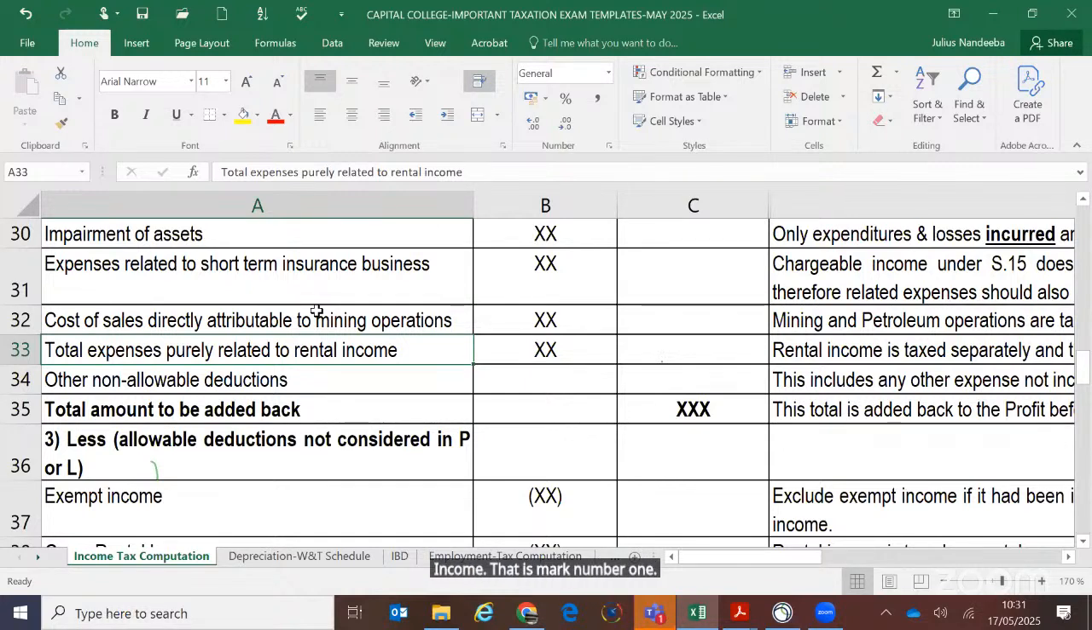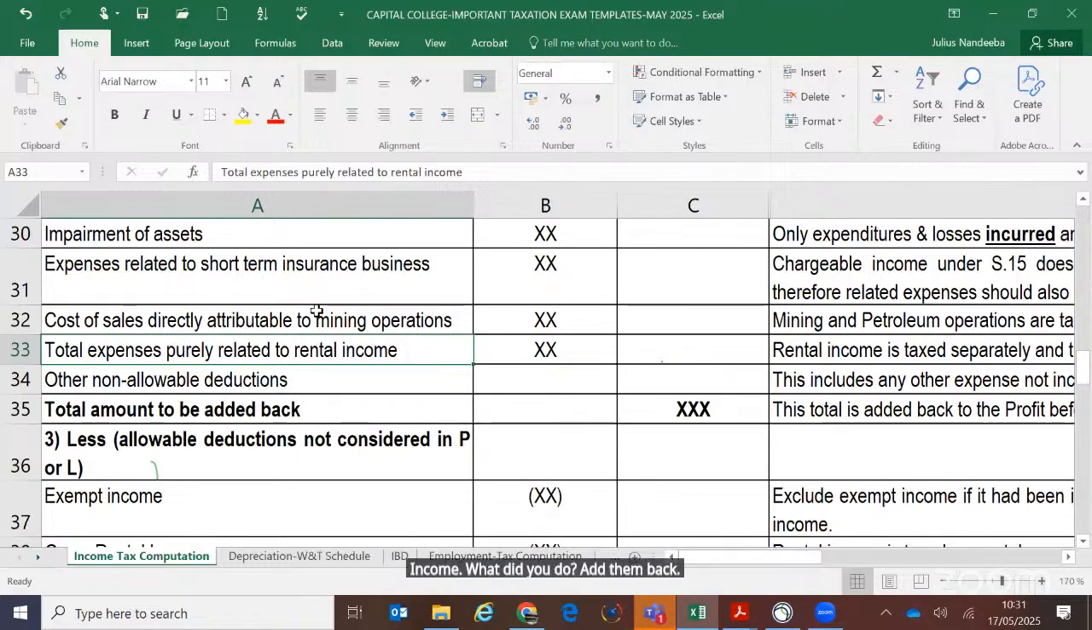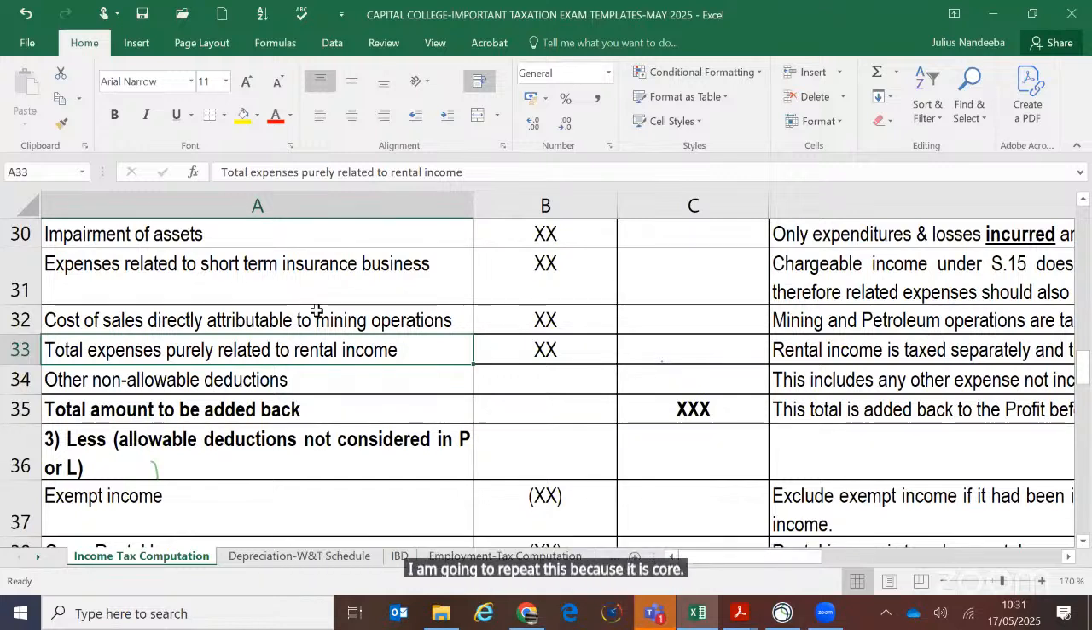Mark number 2, ask this rental income, are there expenses that were related to this rental income? And the examiner is going to show you that these are expenses related to rental income. What do you do? Add them back. That is mark number 2. Mark number 3, you must now go and do a separate computation for rental tax. I am going to repeat this because it is common and it's like a cap.